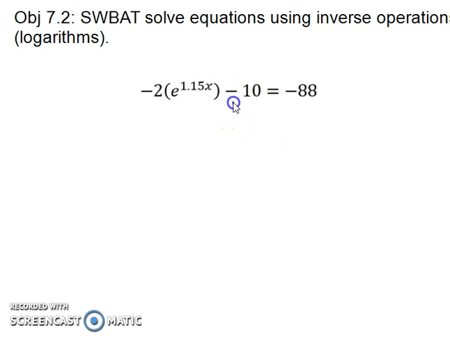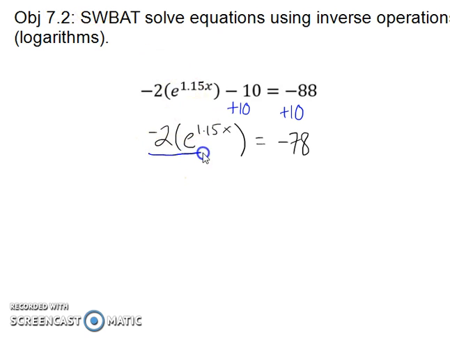So our first step, of course, is just to add 10 on both sides. This means that my next step is negative 2e to the 1.15x is equal to negative 78. Then we'll divide both sides by negative 2. I feel like you probably knew to do this already, and that's good. These are Algebra 1 skills and not Algebra 2 skills. The new stuff is coming up in the next step. So this gives us e to the 1.15x is equal to 39.